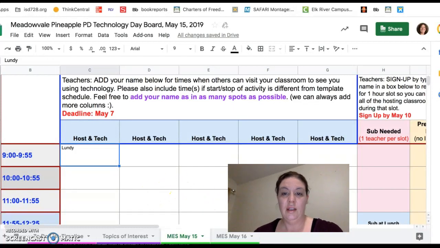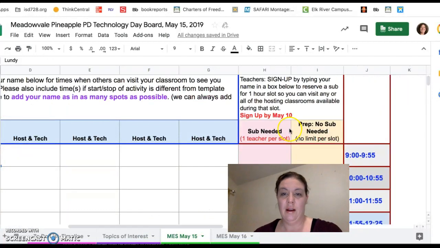And over here is where after people have signed up to host from the 7th to the 10th, you can sign up. If you see something that you'd like to see, you can sign up for the sub in one of these boxes, or if the teacher you want to visit is showing what you'd like to see over your prep, you can just sign up in the no sub needed box, so that the host teacher knows who to expect in their classroom during that time.